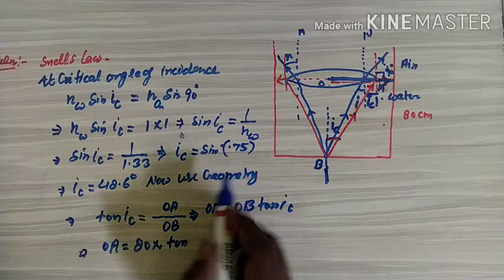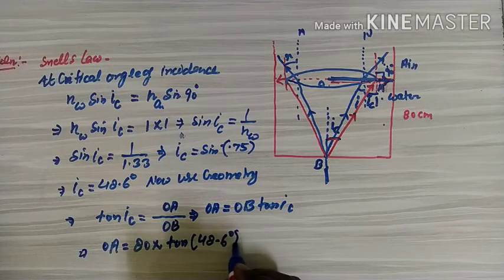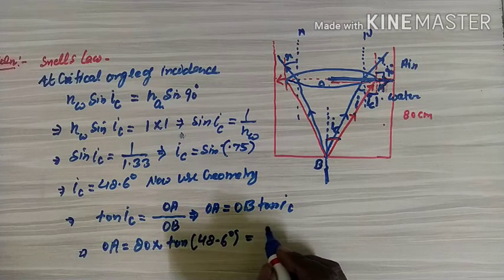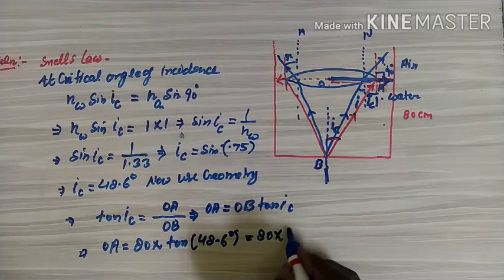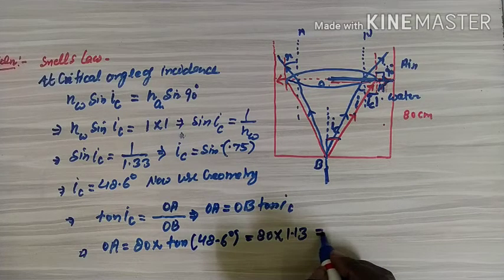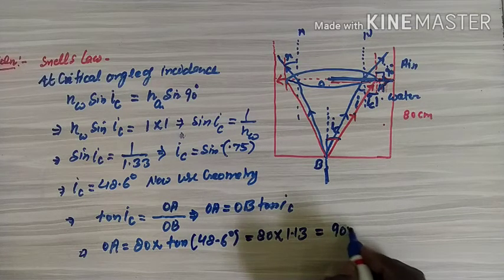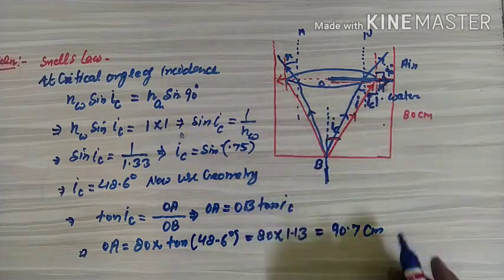Tan iC, students, you find at 48.6 degree. So calculate as 80 and tan 48.6 degree, you find the value 1.13. So you find 90.7 centimeter. So students, this OA is 90.7 centimeter.